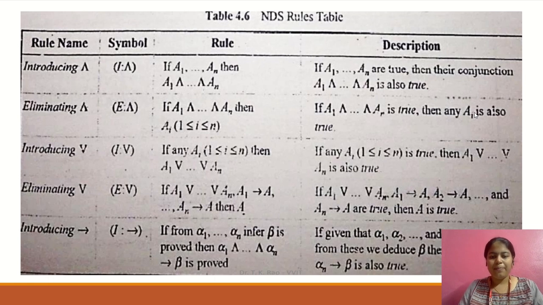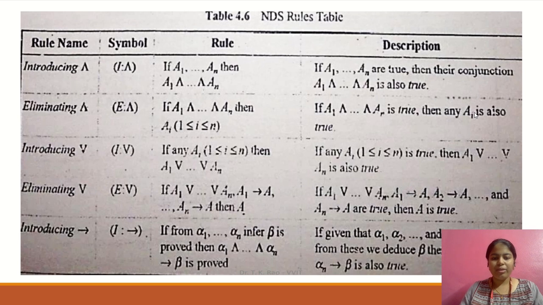Eliminating OR operator. If A1 or A2 or and so on up to AN is true, and also A1 implies A and A2 implies A and so on up to AN implies A are true, then A is true. Introducing implies. If from alpha 1 to alpha n infer B is proved, then alpha 1 and alpha 2 and alpha n implies B is also proved.